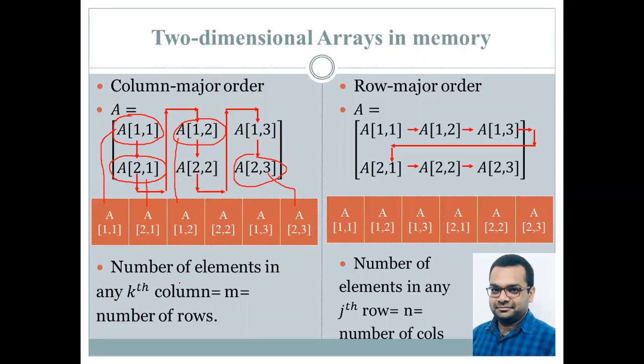So now you can clearly see that the number of elements in any kth column is equal to m, that is equal to the number of rows. Over here, m is 2, so therefore in any column there are m number of elements.